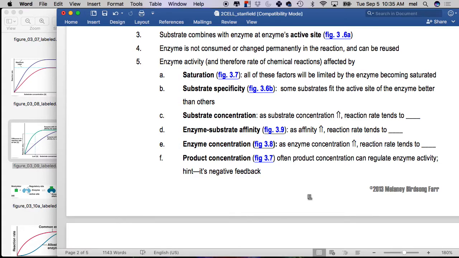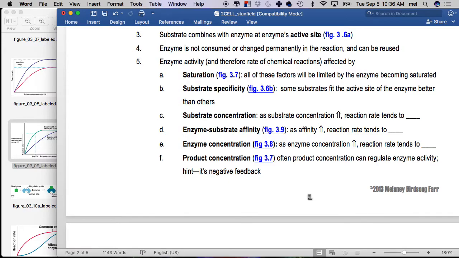But now I want you to predict for me what will happen as the product concentration starts to increase. First off, I need to tell you that enzymes have sites other than the active site. It's got a site right over here, doesn't compete with the active site. This site right over here we're going to call a regulatory site.